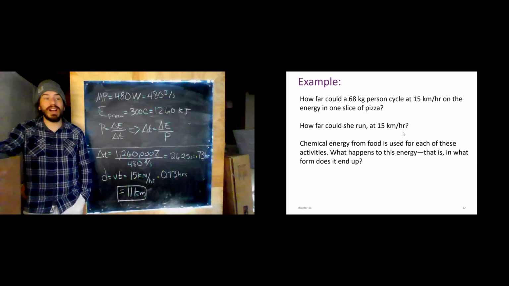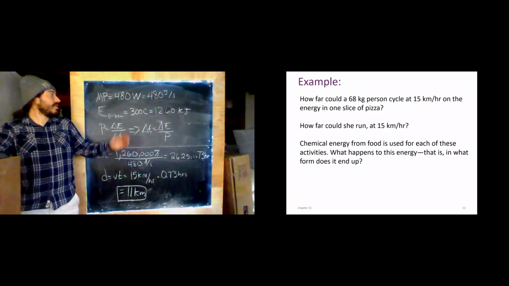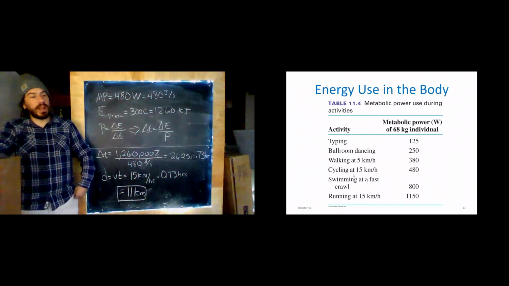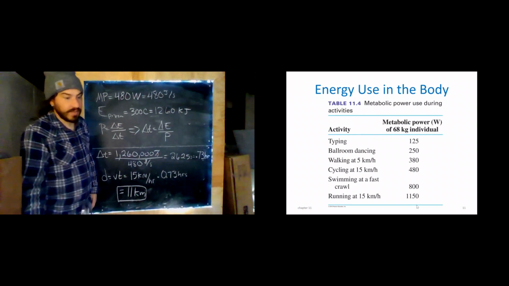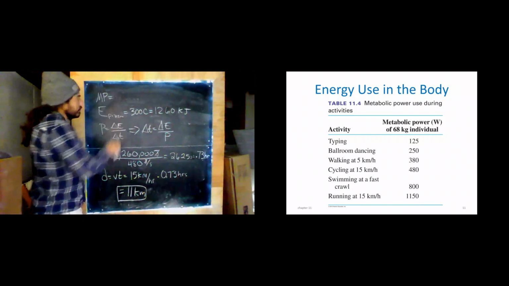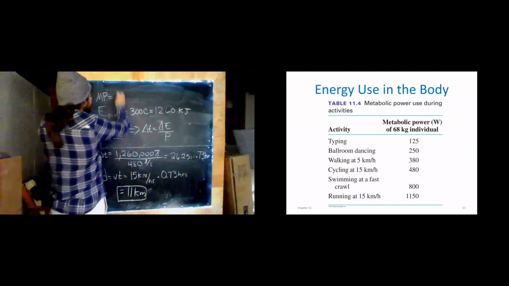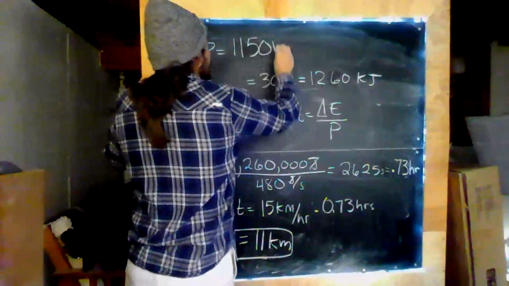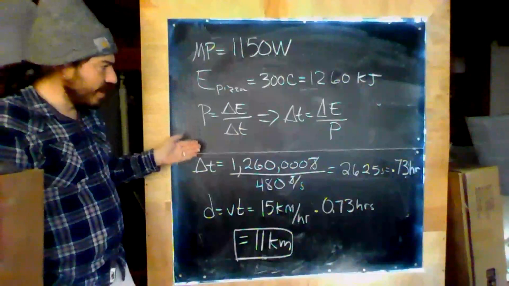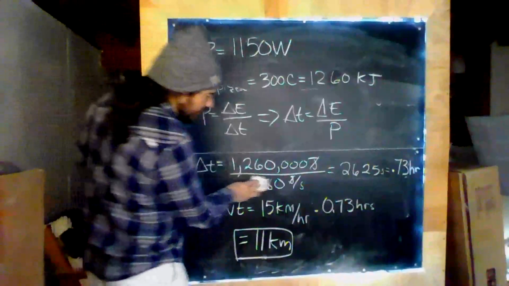What changes if we're talking about how far she can run? Well, we still have the same energy in our piece of pizza, but now we should use, for our metabolic rate, we should use 1150. Well, let's see how that changes. Nothing changes there, nothing changes there. Ooh, here's where things start to get different.